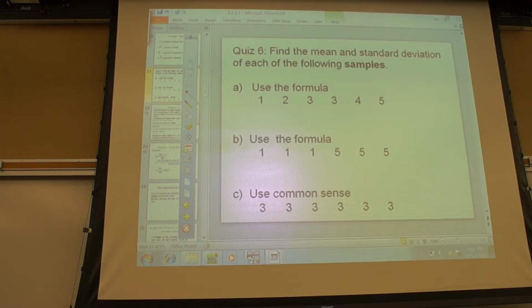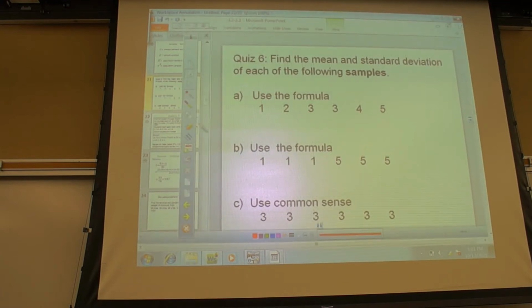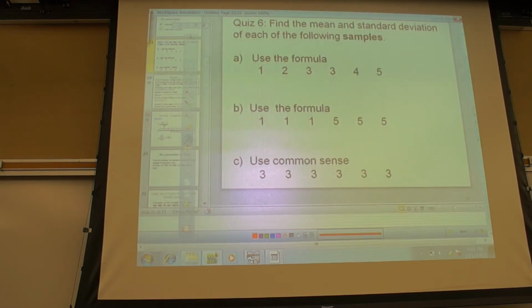There we go. All right, so let's take a look at the first one. So we're going to use the formula. Again, our x bar is 3. The theoretical formula first is to subtract the mean from each one of those, right? X minus x bar.